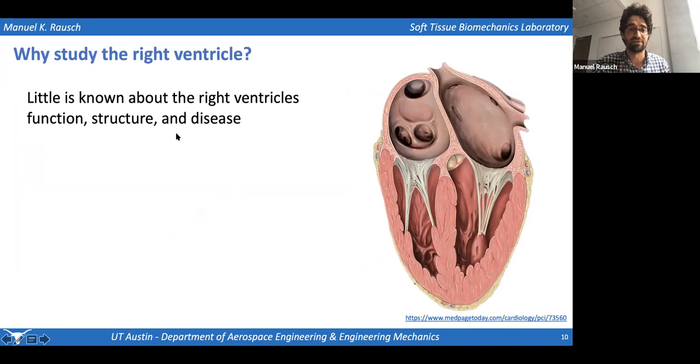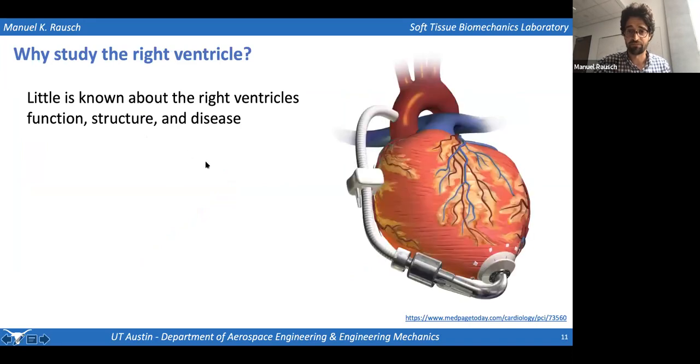So why study the right ventricle? First of all, relatively little is known about the right ventricle, which is why we call it the forgotten ventricle. We don't know that much about its function, structure, or disease. One of the diseases I'm specifically interested in is a pretty interesting phenomenon in which patients that receive what's called an LVAD, a left ventricular assist device, as we see in this image, tend to develop RV failure, right ventricular failure, after we implant this device, whose function is to support the left ventricle in disease.